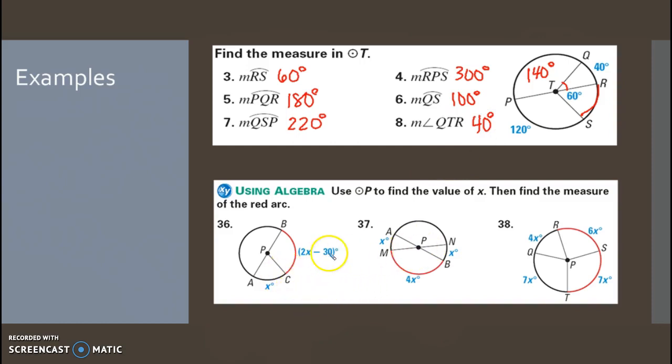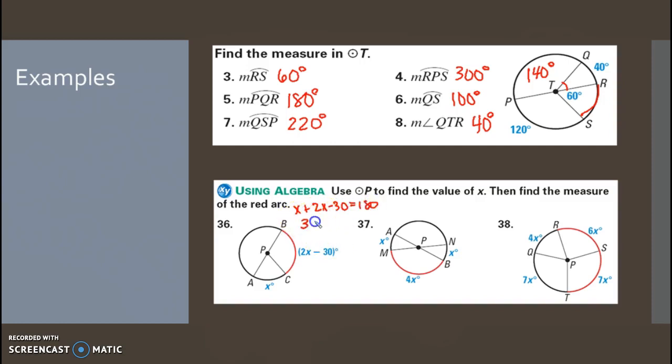Right, then we got circle P here. We want to find the measure of the red arc. So that means this is a diameter because it cuts through the center and goes from one end to the other. So that means that this whole section, BCA, is 180. Right, so that means that x plus 2x minus 30 has to equal 180.